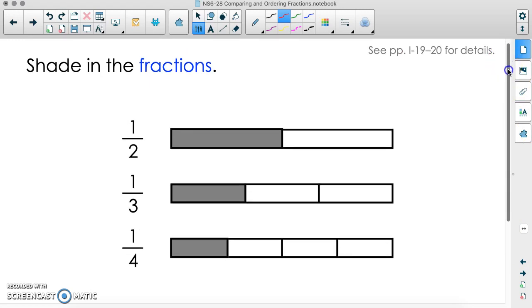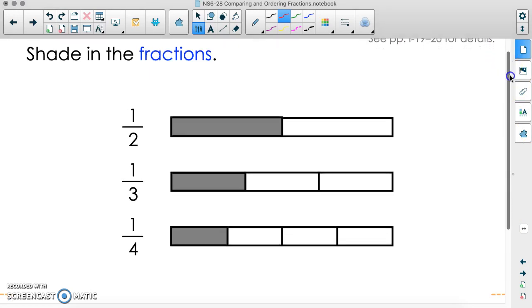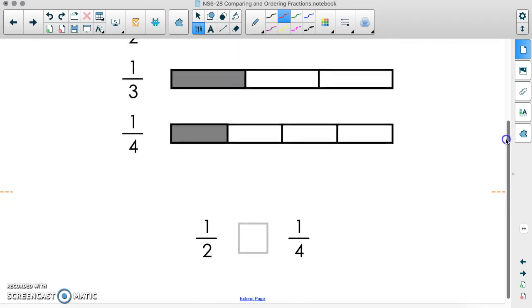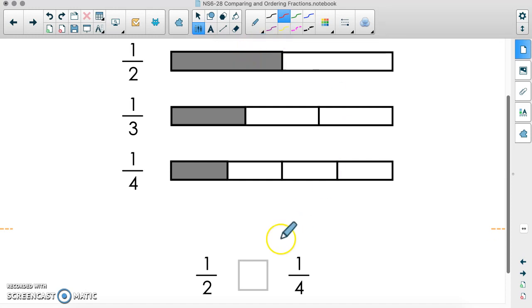So here we're given some fraction strips. We're given 1/2, 1/3, and 1/4, and I've already shaded them in for you. Now, do you think that 1/2 is greater than or less than 1/4 based on looking at these strips? Well, we can see that much more of 1/2, there's a bigger fraction here that's shaded. So we would say that 1/2 is greater than 1/4.